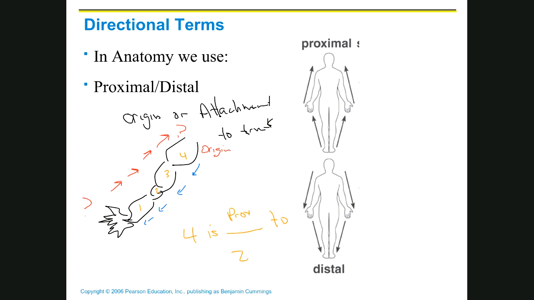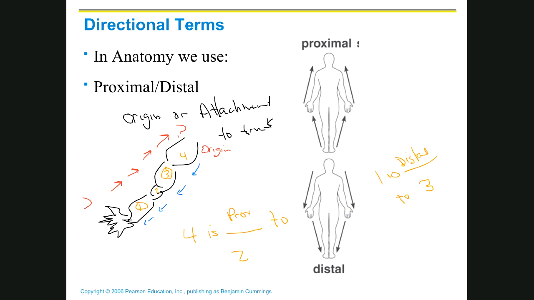But if I said 1 is blank to 3, what would you put in there? So 1 is down here. It's further away from the origin than 3 is. And so it's distal. Well, now let's not think about numbers.